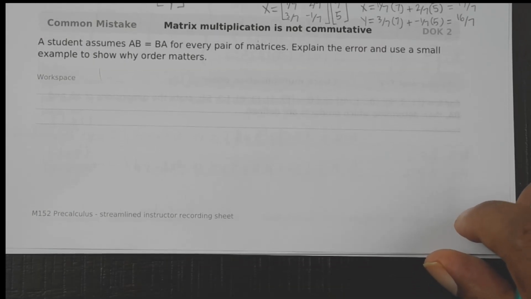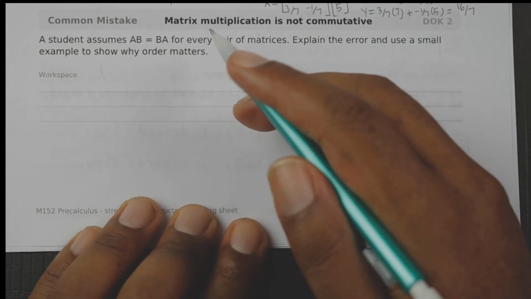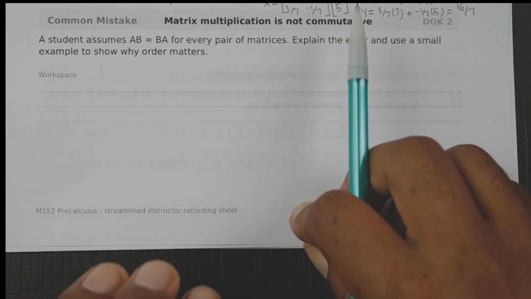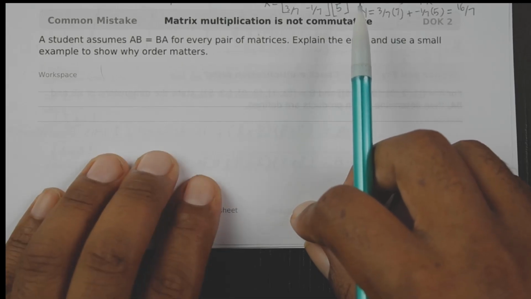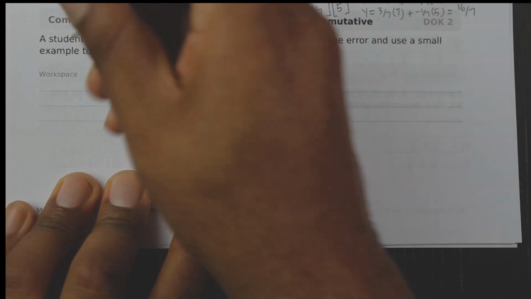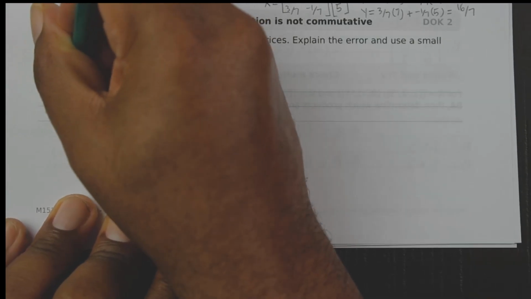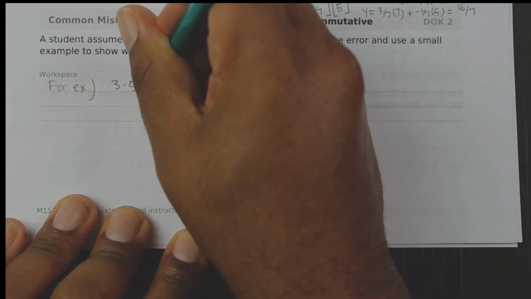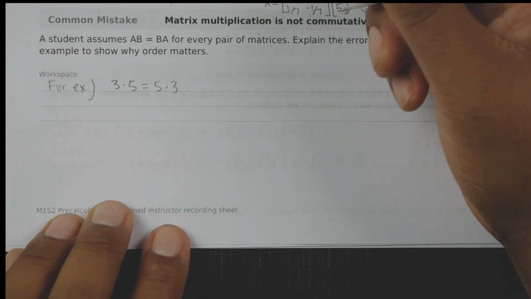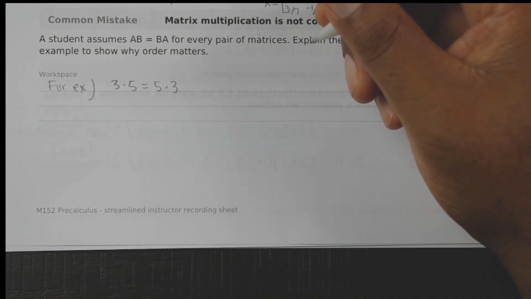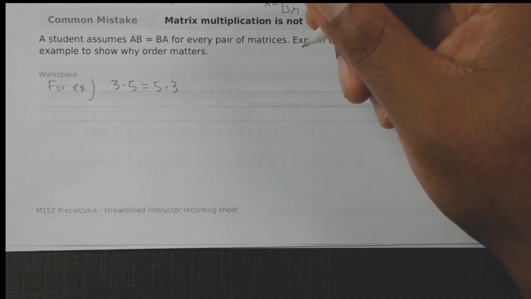All right. So the common mistake is a student assumes AB equals BA for every pair of matrices. Explain the error and use a small example to show why order matters. So ordinary number multiplication is commutative. Okay. So in other words, for example, 3 times 5 is equal to 5 times 3. So if you switch numbers up in multiplication, they're going to give you the same result. But multiplication is generally not commutative.